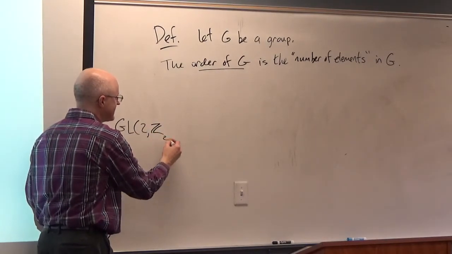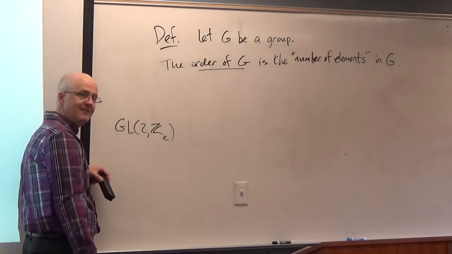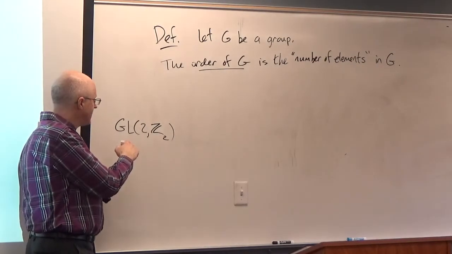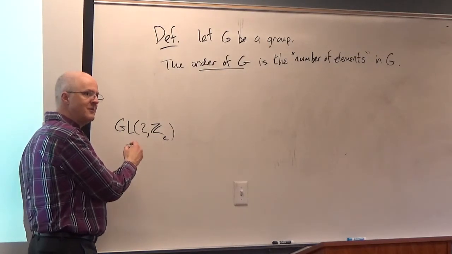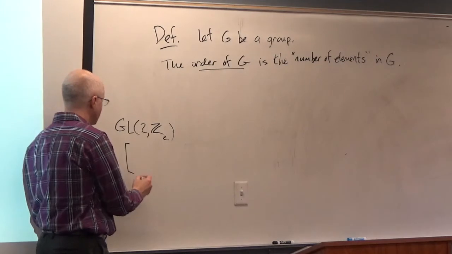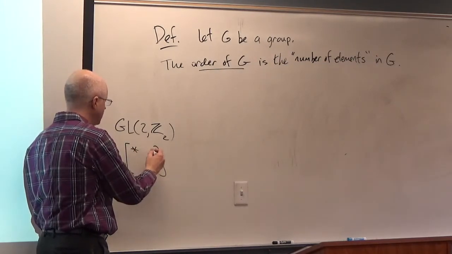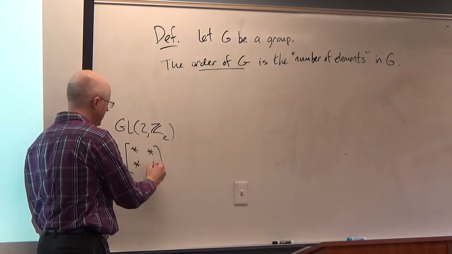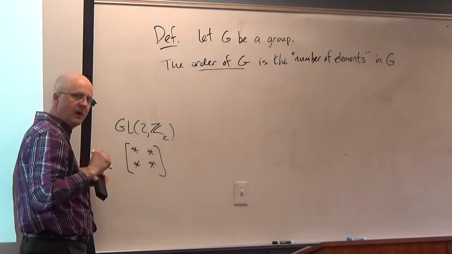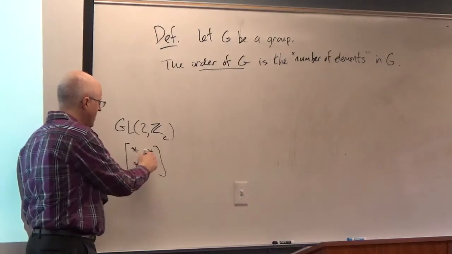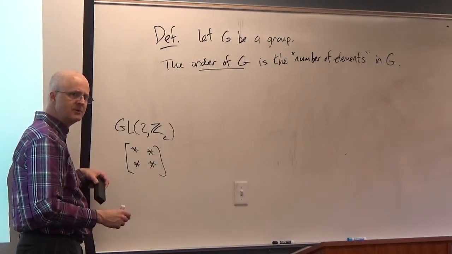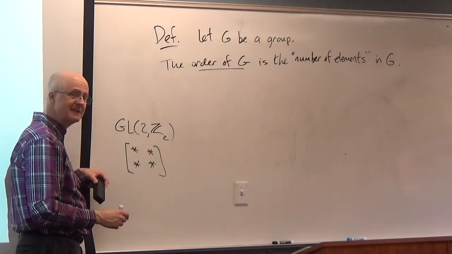If I do something like this, that doesn't have infinitely many elements. Maybe we should quickly figure out the order of this group, GL2Z2. It's trickier than you might think. You might think since we're talking about 2 by 2 matrices, and since Z2 has 2 elements in it, 0 and 1, you've got 2 choices for each entry. So you should have 2 times 2 times 2 times 2, 16 elements.